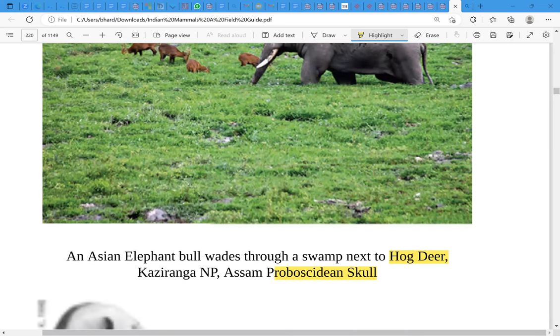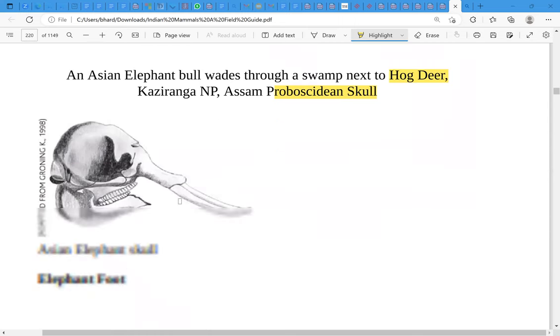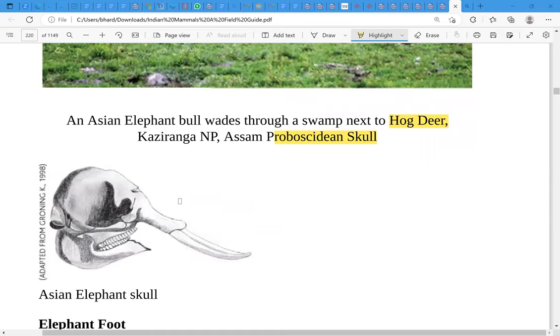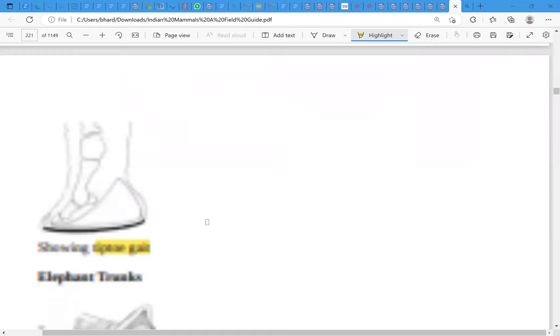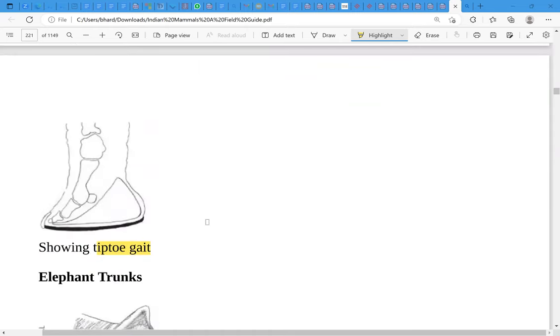The skull is given, the proboscidean skull. Now we will learn what you mean by proboscidean skull. The Asian elephant skull is also shown here. This is the elephant foot, which is shown here, with tiptoe gait, that's what we say. Then the elephant trunks.